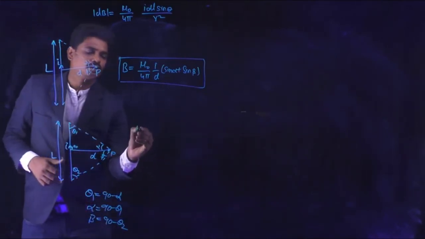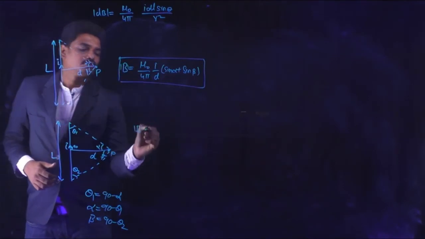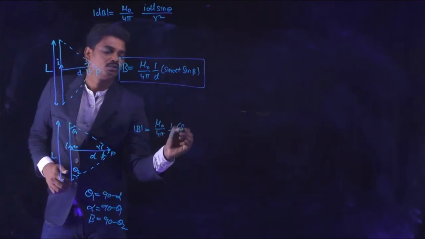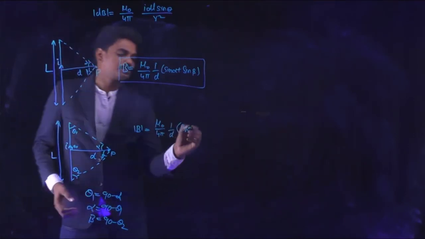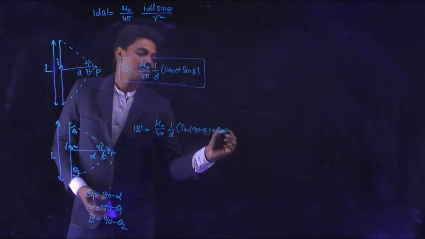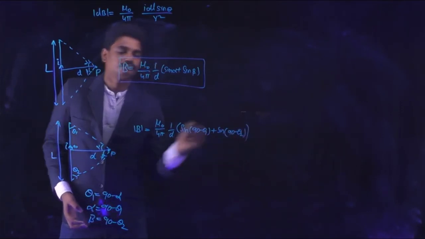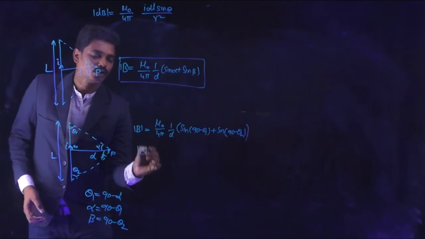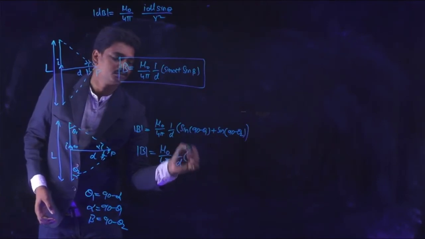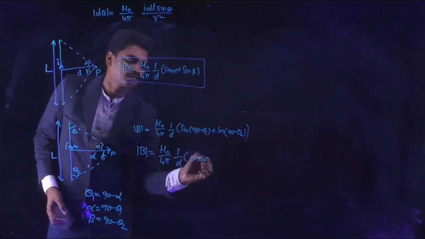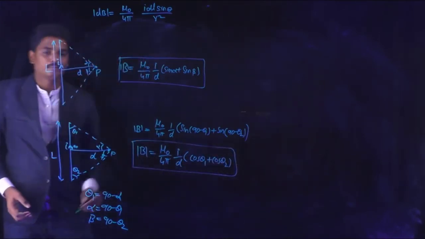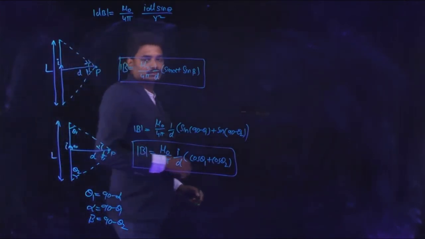By substituting here, the strength of the magnetic field mod B is equal to mu naught by 4 pi, I by D, into sin of 90 minus theta 1, plus sin of 90 minus theta 2. So mod B is mu naught by 4 pi I by D into cos theta 1 plus cos theta 2, since sin of 90 minus theta is cos theta. This is the magnetic field induction if the angles are given like this.